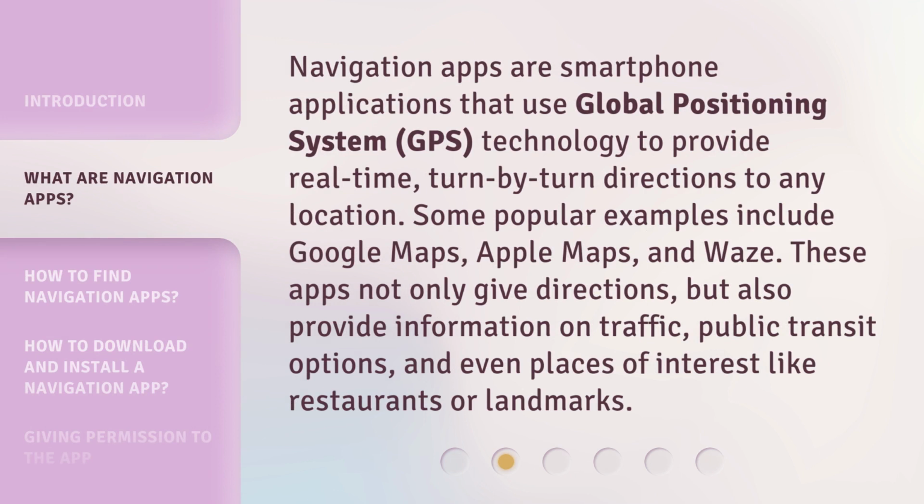Navigation apps are smartphone applications that use Global Positioning System (GPS) technology to provide real-time, turn-by-turn directions to any location. Some popular examples include Google Maps, Apple Maps, and Waze. These apps not only give directions, but also provide information on traffic, public transit options, and even places of interest like restaurants or landmarks.